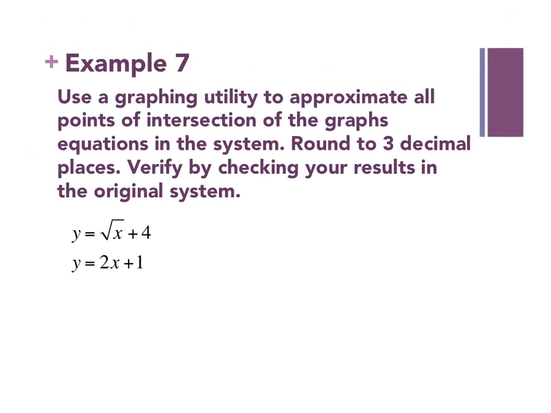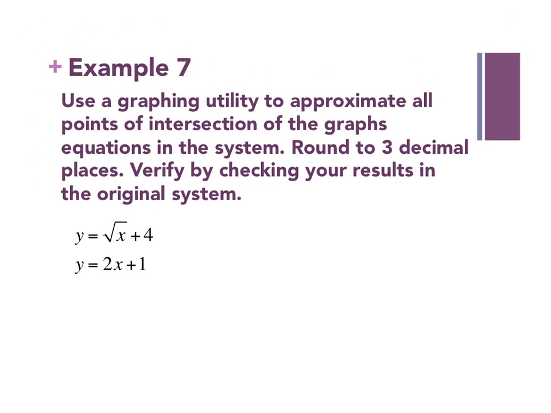All right, this one says, use a graphing utility to approximate all points of intersection of the graphs of the equations in the system, and then round to 3 decimal places. Verify by checking your results in the original system. So this time we're actually going to graph this using our graphing utility first, and then we're going to use the intersections to give the answers. So I'm going to graph it on my handheld so you can see it.